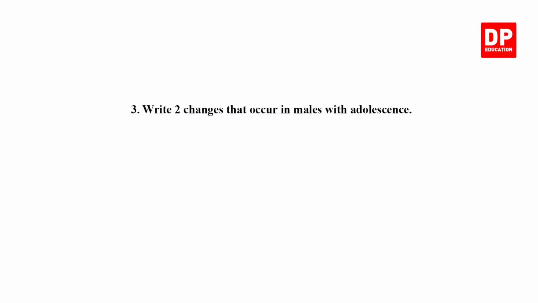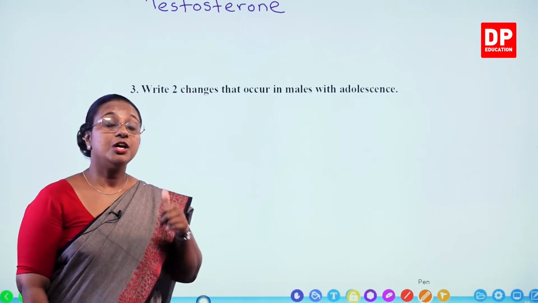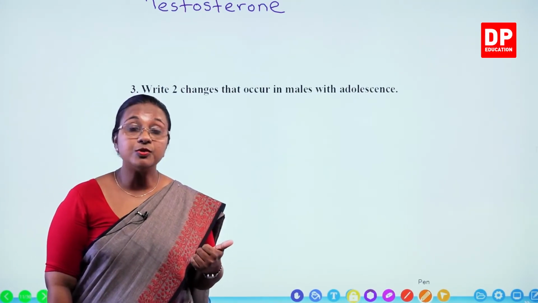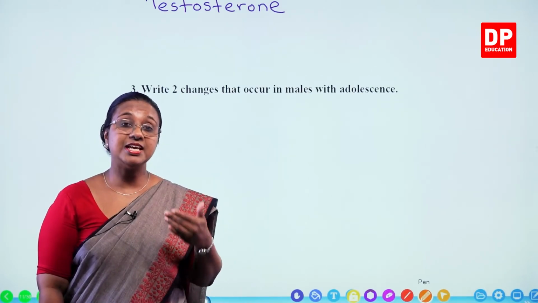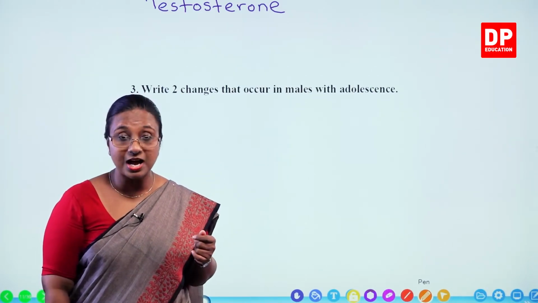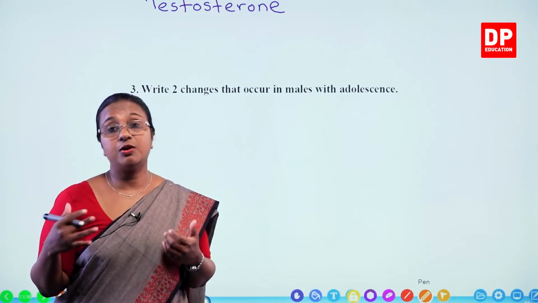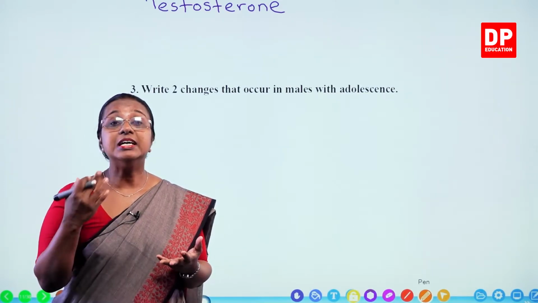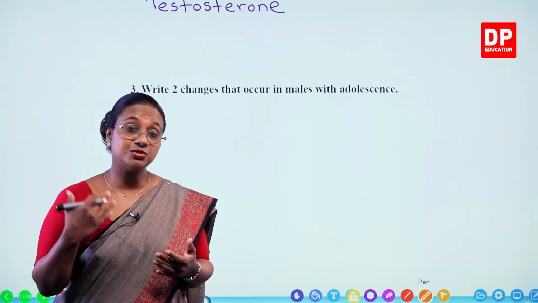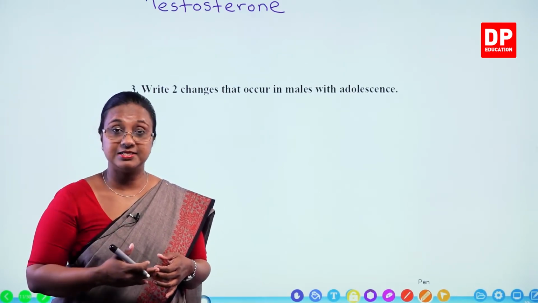Write two changes that occur in males with adolescence. So if you look at the changes, you all know, students, there is the growth of pubertal hair on the face, then the chest area, armpits, as well as around the genitals. Then the shoulders become wider or broader. And also, you all know the bones and the muscles start to grow faster. Therefore, the growth of body is accelerated.